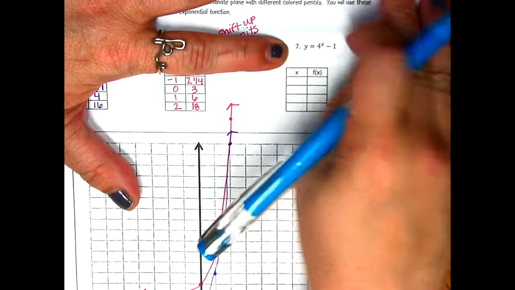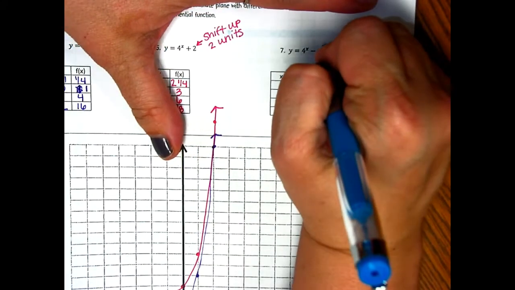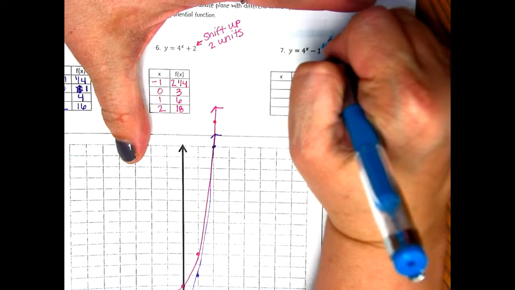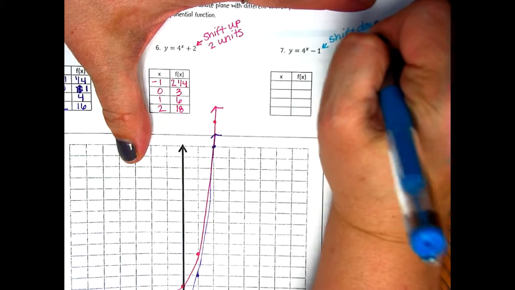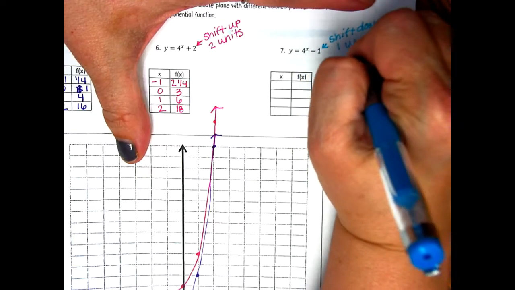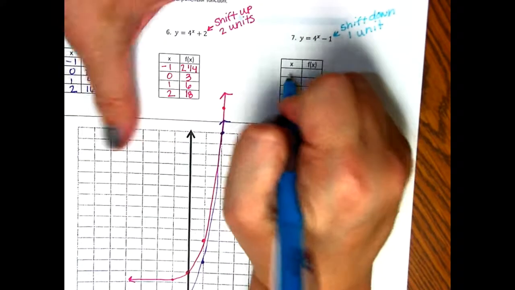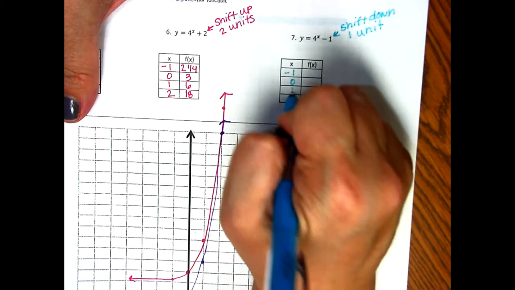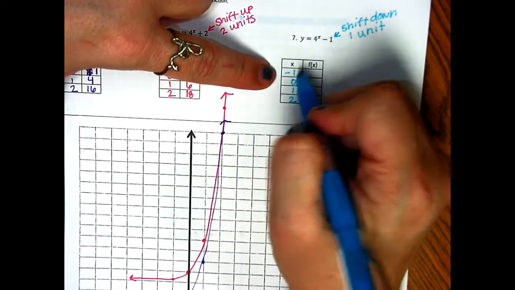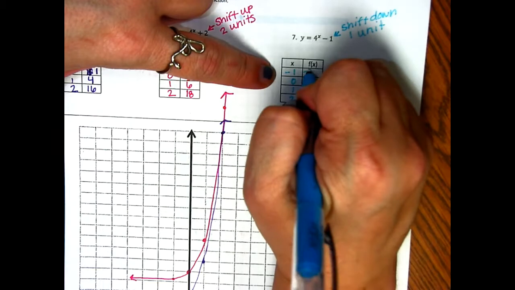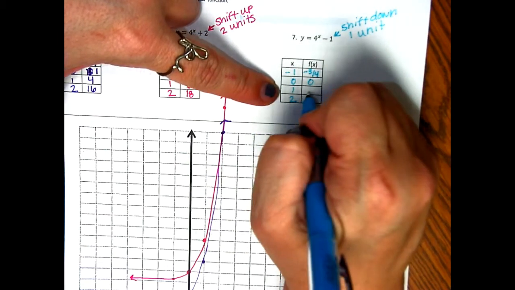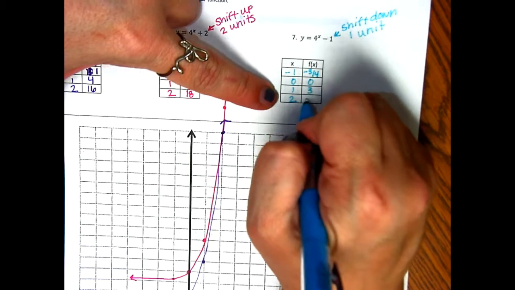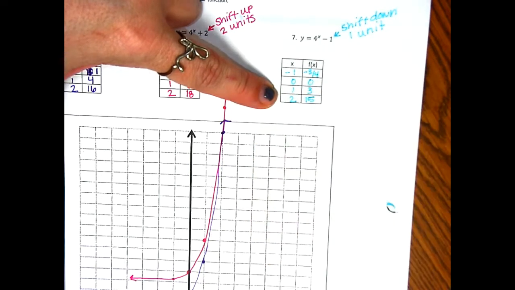It's y equals 4 to the x minus 1. And again, using what we know of k, we can make the prediction that this is going to shift down 1 unit. So my domain is going to be -1, 0, 1, and 2. When I substitute -1, I get -3/4. 0 is 0. 1 is 3, and 2 is 15.